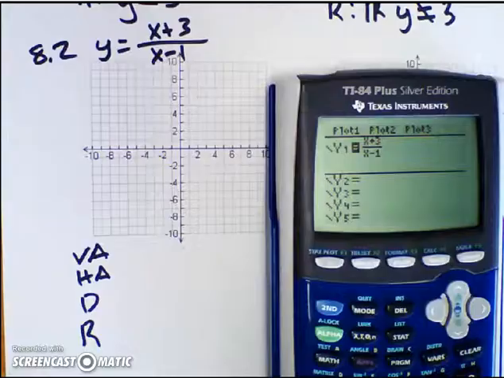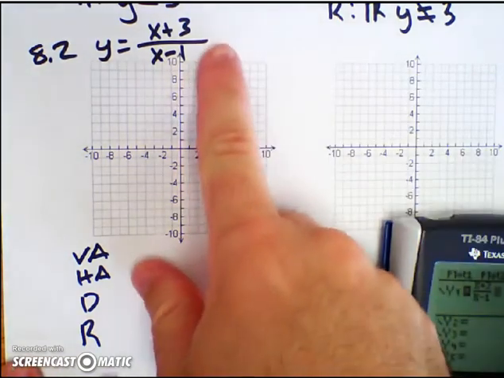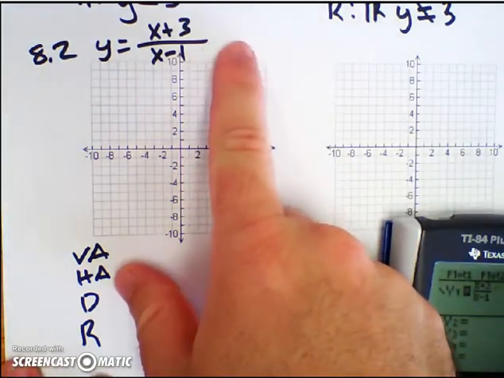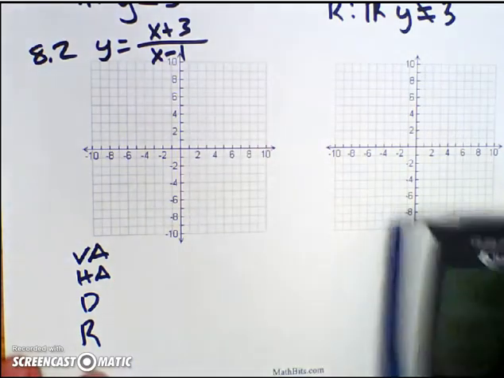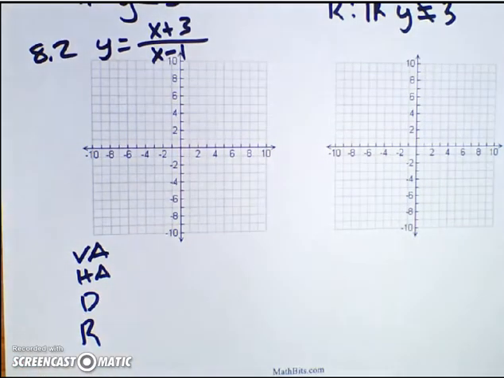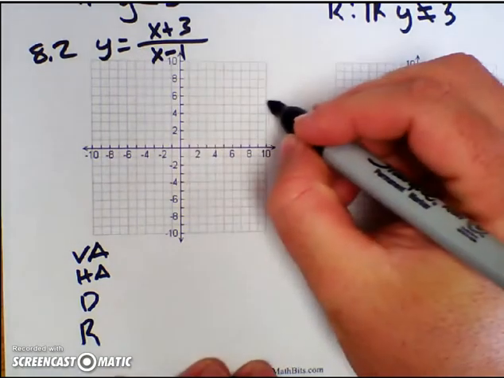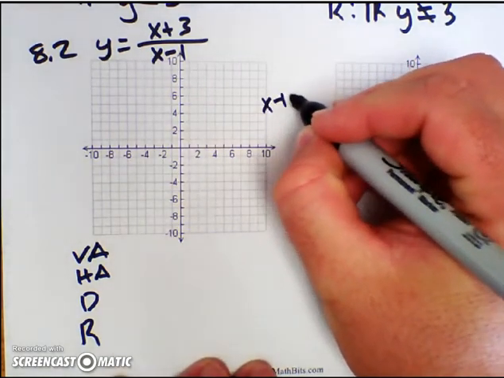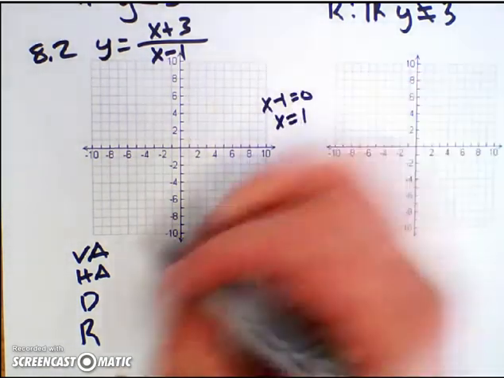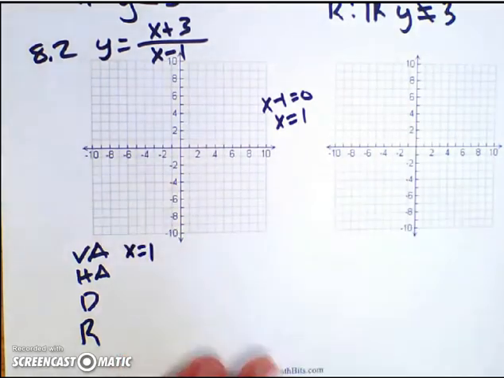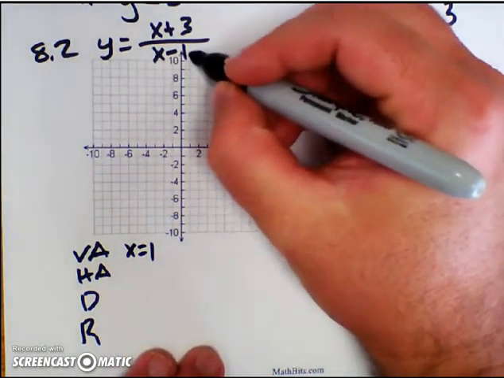All right, this one here, guys, a little bit different. We don't have this number added or subtracted off to the side. So we got to find the horizontal asymptote a tad bit different. The vertical asymptote is found the same way. Set the denominator equal to 0 and solve, and you get x equals 1. So that part's still the same. That'll always be the same. So draw that dotted line at x equals 1.